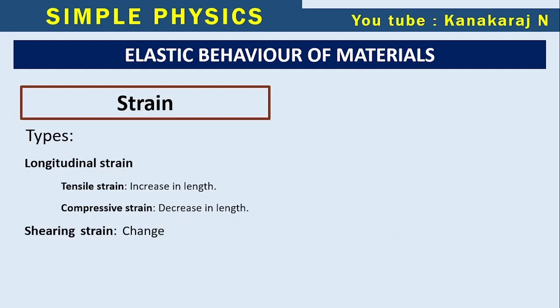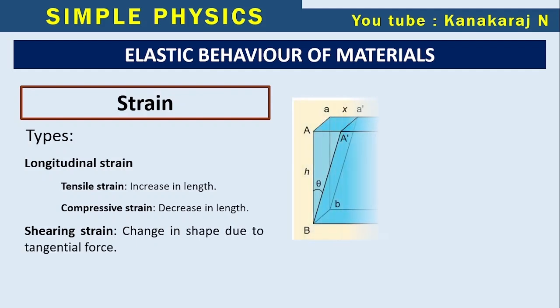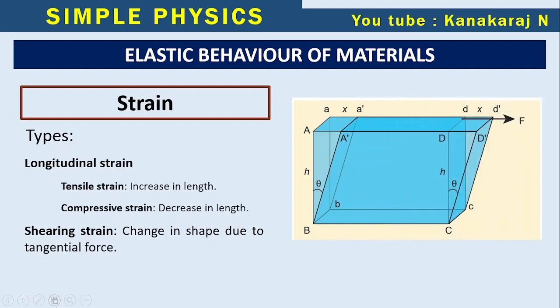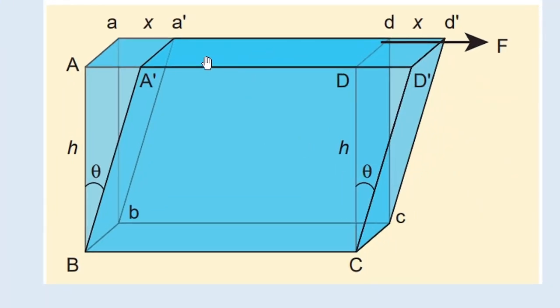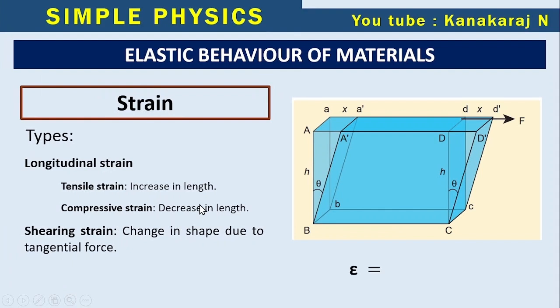Shearing strain. Change in shape due to tangential force. Here a tangential force is applied on the upper surface, whereas the lower surface is fixed. Because of this, there is a shift of del x or x in the upper surface with respect to the lower surface. It makes an angle theta here. So, the shearing strain epsilon equals x upon h equals tan theta.